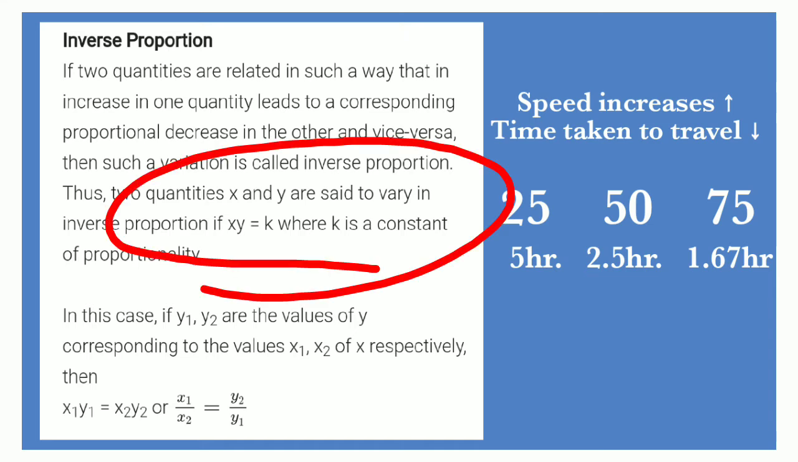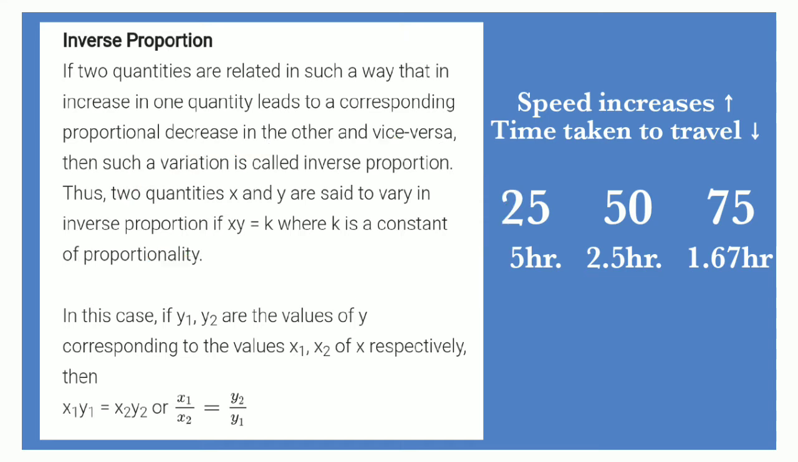We have two quantities x and y. x is multiplied by y, and you will get a constant number.